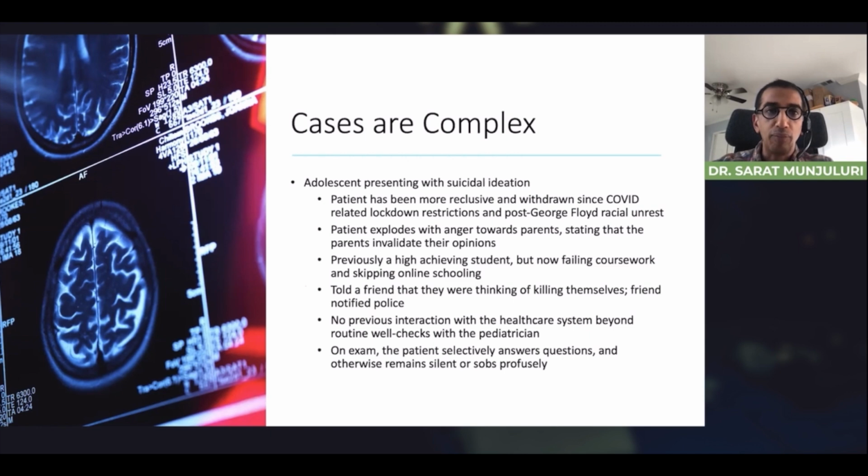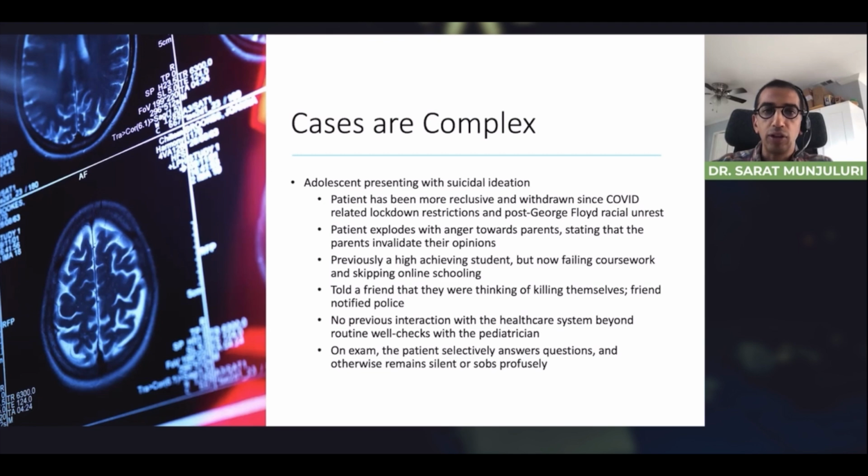The cases are complex. So what I tried to do is some composite of things I've seen here, because of the nature of psychiatry and the intimate work we do, if I try to individualize anything, it doesn't work out very well for that person. So if we take this example, which I'll try to walk through, an adolescent presenting with suicidal ideation. So what's going on with that person?